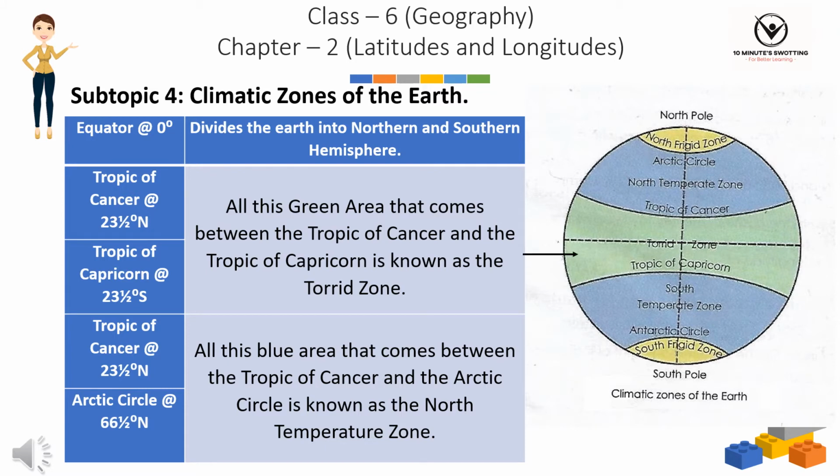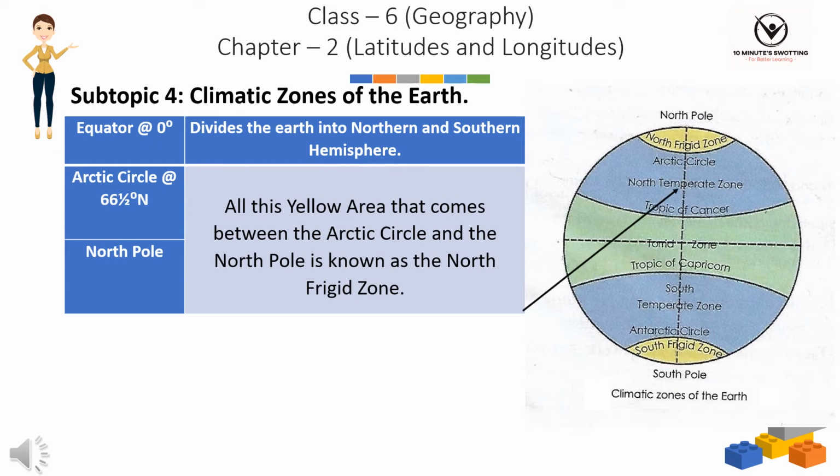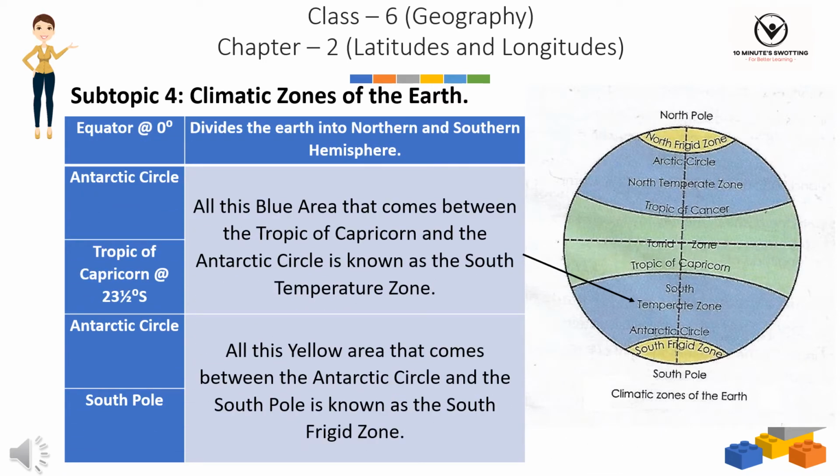All this green area that comes between the Tropic of Cancer and the Tropic of Capricorn is known as the torrid zone, while all this blue area that comes between the Tropic of Cancer and the Arctic Circle is known as the north temperate zone. All this yellow area that comes between the Arctic Circle and the North Pole is known as the North Frigid Zone. All this blue area that comes between the Tropic of Capricorn and the Antarctic Circle is known as the South Temperate Zone, while all this yellow area that comes between the Antarctic Circle and the South Pole is known as the South Frigid Zone.